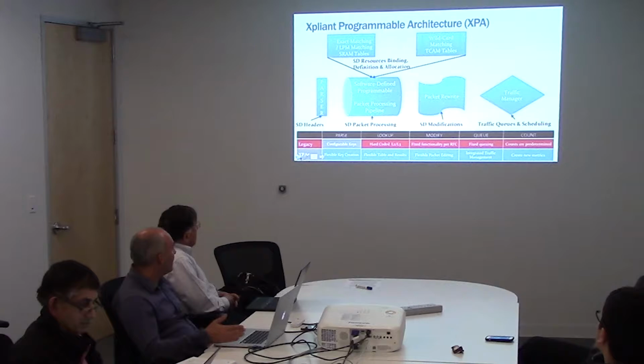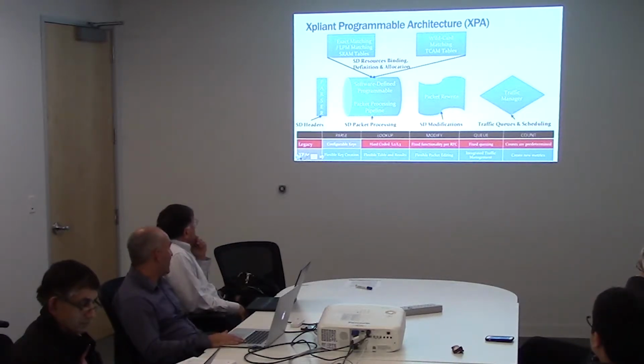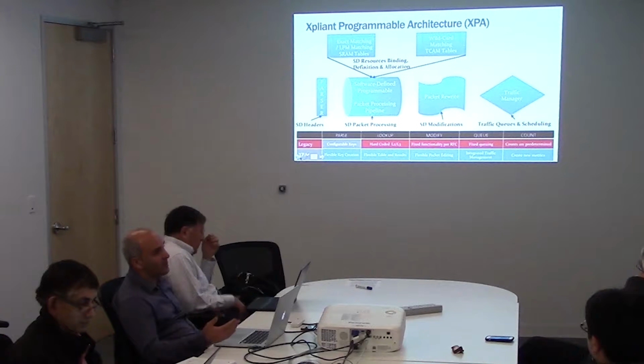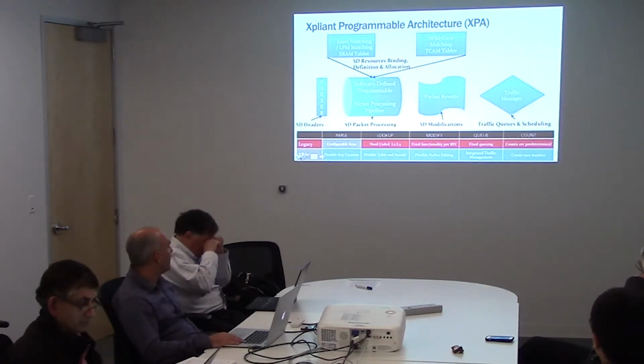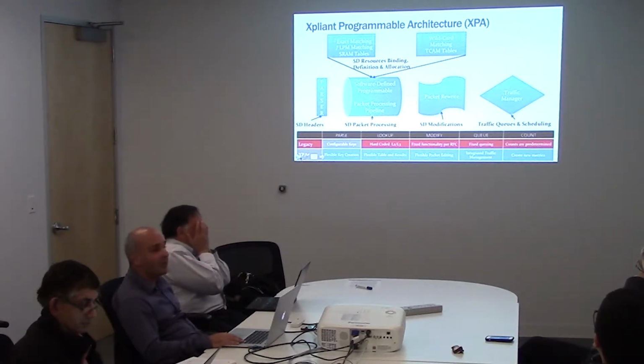When we actually taped out this chip, segment routing wasn't something that was popular, but we support it now. The lookups are not hard-coded; the tables and the lookups themselves, the keys, are software definable. Modifications that can be applied on the packet are also software definable. So basically, any permutation is allowed. Queues, we have a very strong traffic manager.